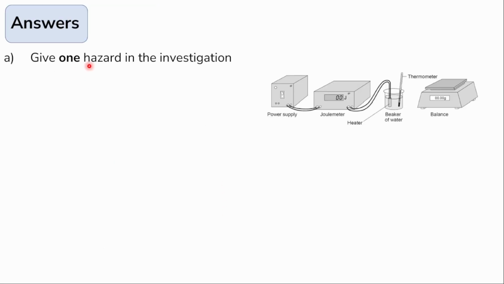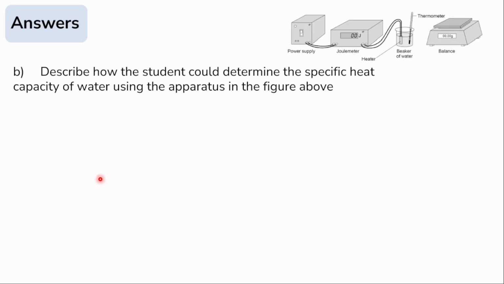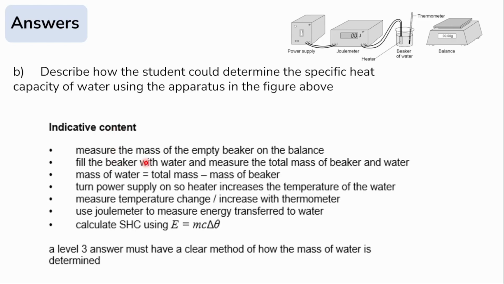One hazard: hot water or the heater, both can cause burns. Now let's look at a full method of finding the mass of the water and completing the experiment. First, you measure the mass of the empty beaker on a balance, and then fill the beaker with water and measure the total mass. The mass of the water is equal to the total mass minus the mass of the beaker. Turn on the power supply, and the heater increases the temperature of the water.